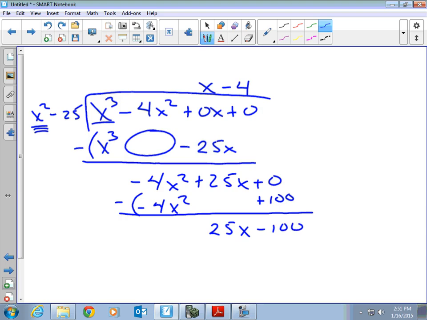Repeat. X squared goes into x. It doesn't. The exponent here is larger than the exponent here. It doesn't go into it. I'm done. My answer has nothing to do with the remainder. It is only the quotient. The quotient is my slant asymptote. So go back to the problem.